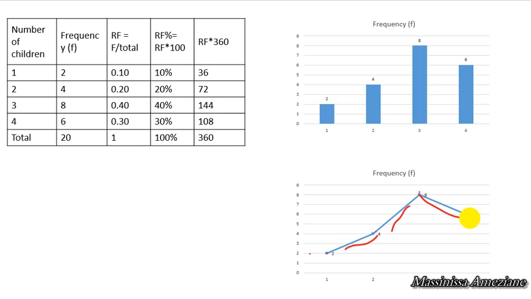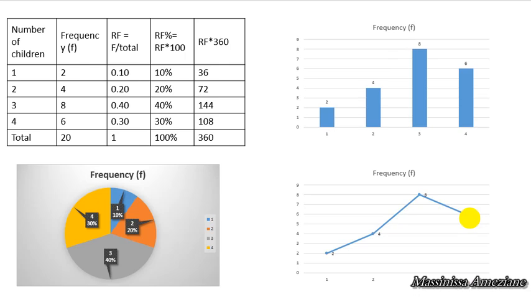Then finally you can draw the pie chart here by using the relative frequency times 360 to find the degree of each value of the number of children. For example, the families with 3 children represent 40%, and in terms of degrees it is 144. Then you can draw the pie chart.